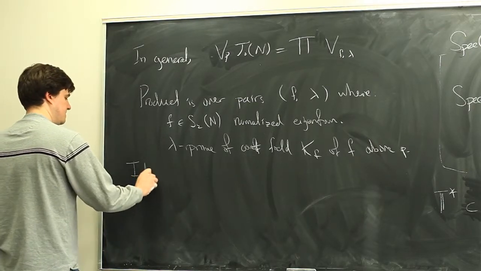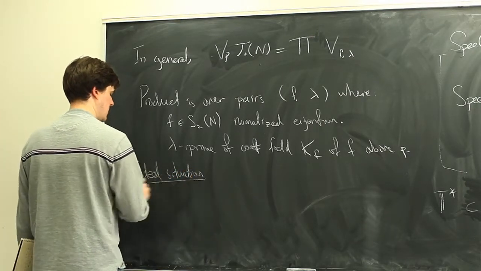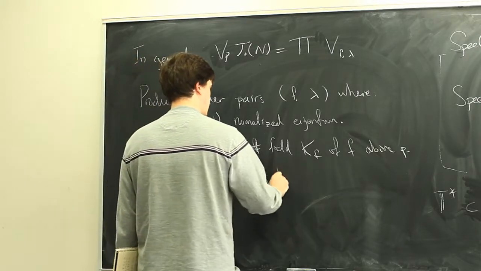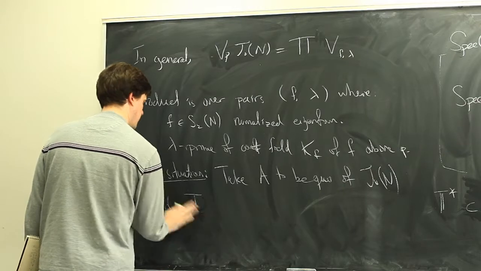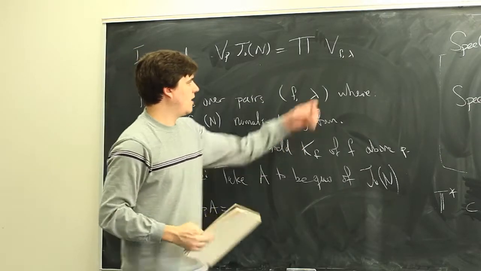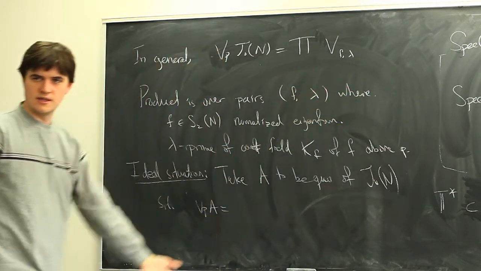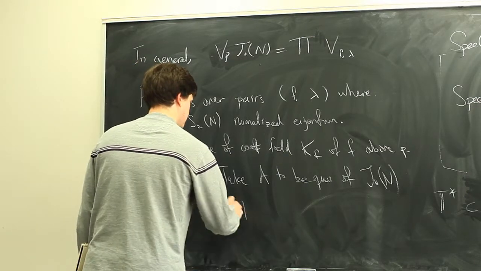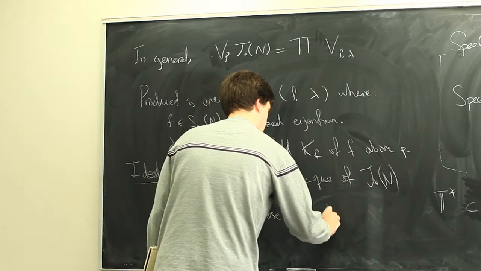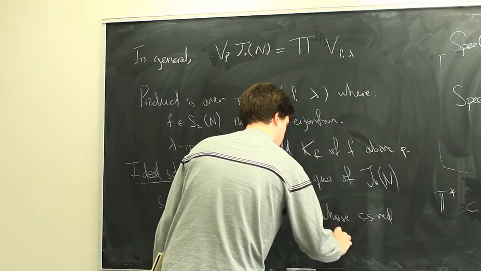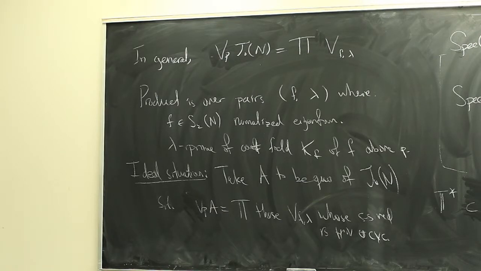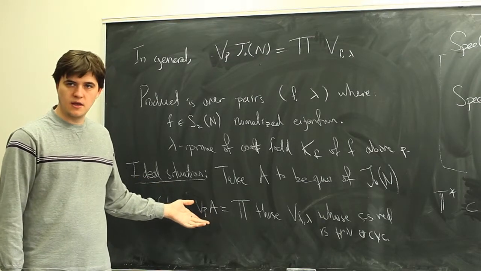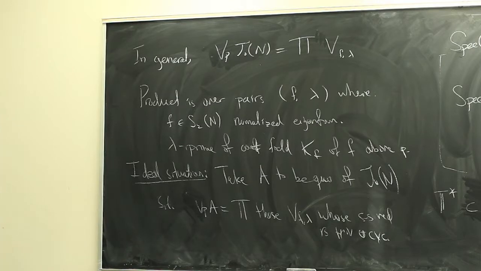So the ideal situation is that we could take A to be the quotient of J0(n) such that Vp of A is the product of these guys that satisfy JHP, whose semi-simplified reduction just has trivial and cyclotomic. If we could do that, it'd be great, because then A itself would satisfy JHP. It'd be just like before. We'd have a quotient satisfying that condition, and we'd be done. But in general, we can't do that.